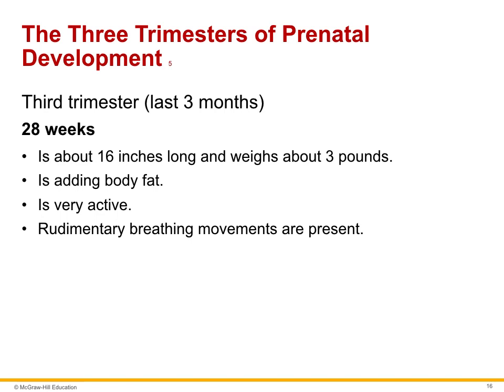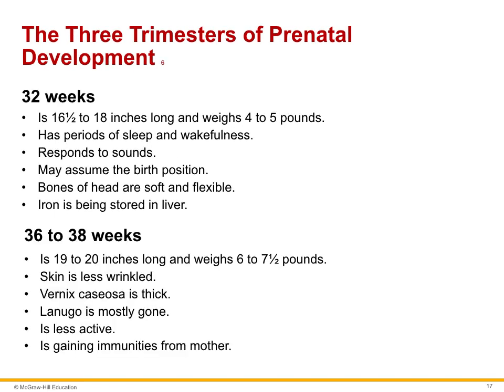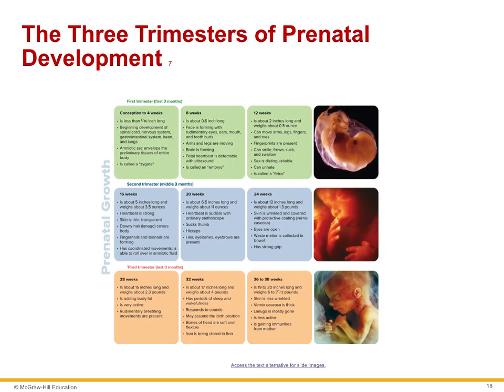As we continue here, we can see into the 3rd trimester. At 32 weeks, things are happening. The baby may assume the birth position, getting ready. At 36 to 38 weeks, the child suddenly becomes a little bit less active because big things are about to happen, and the baby can sense that. You can see the 3 trimesters of prenatal development. To me, this is very helpful as a graphic, and so again, I would kind of pause that and look at that.